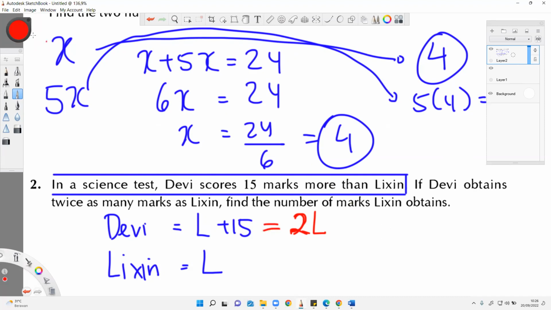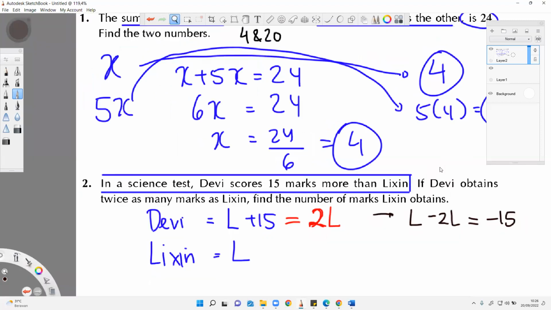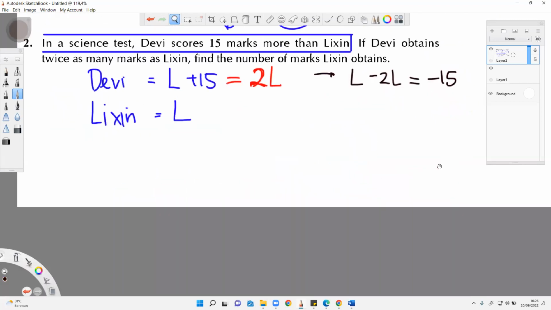Okay, understand? Get it, guys? So write down L minus 2L, you move the 2L to the left side, equals 15 to the right side, negative 15. How is it, guys? Is it hard? But can you follow the idea, guys?